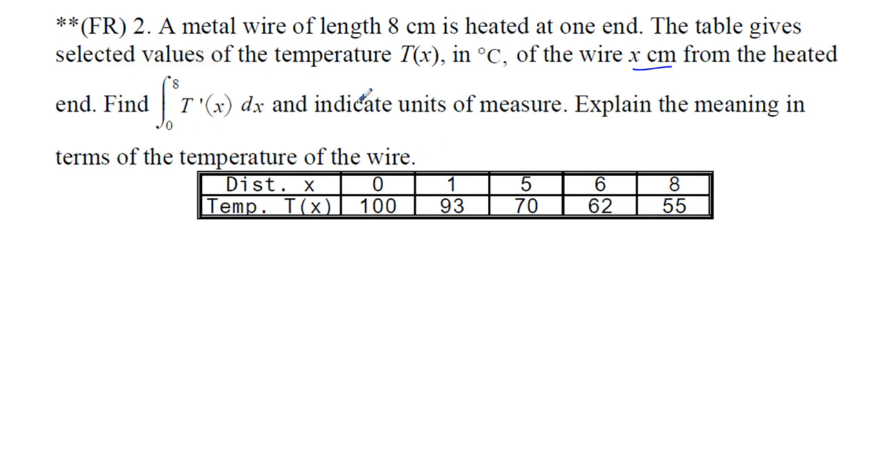Well, you have this table is the integral, and so we're going to just look at this data. And here we have at 0 centimeters from the end, we are heated to 100 degrees Celsius. Boiling point of water, by the way. And then, as we proceed farther along the wire, we can read a cooler temperature.